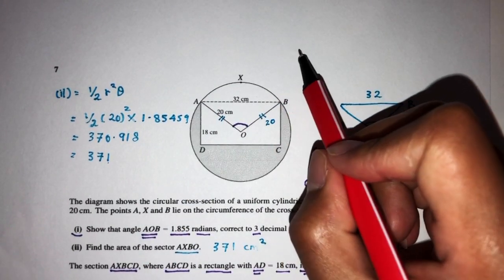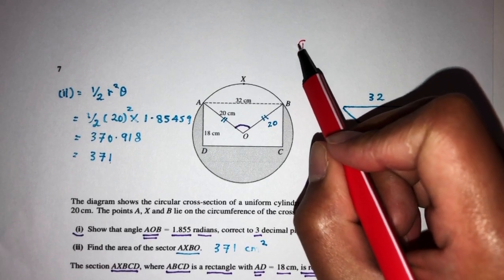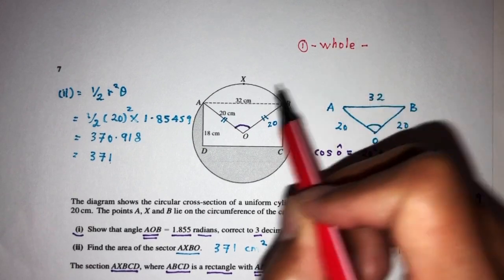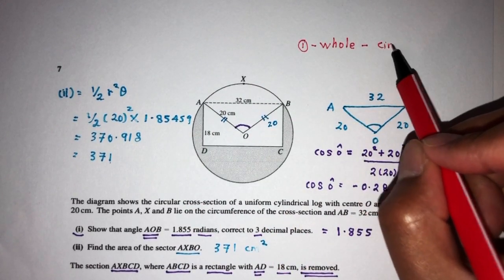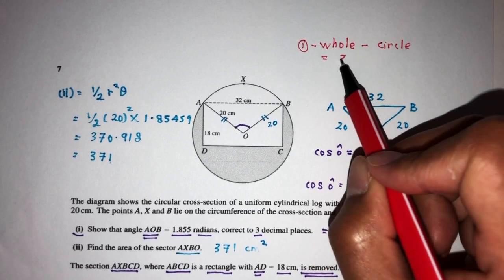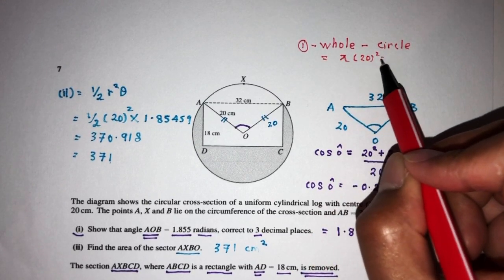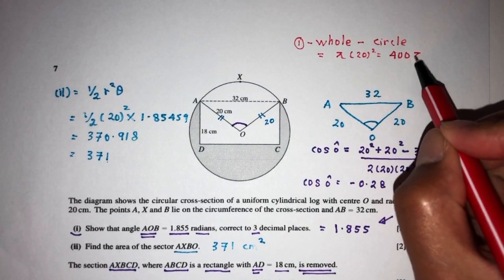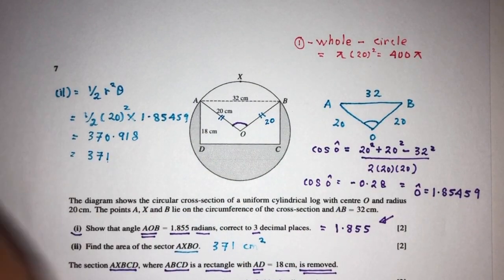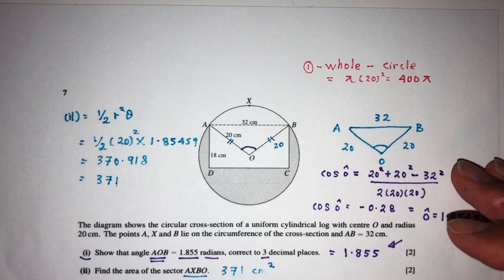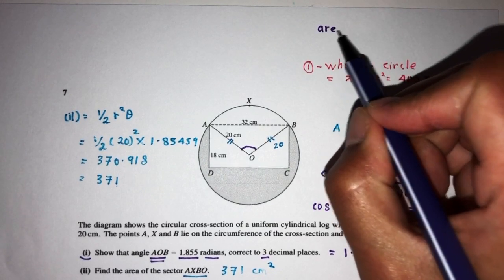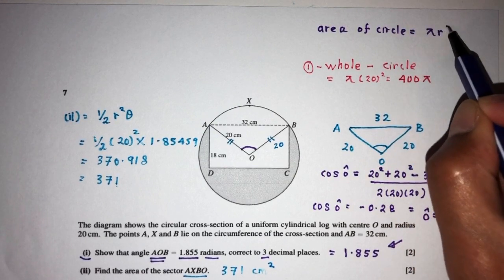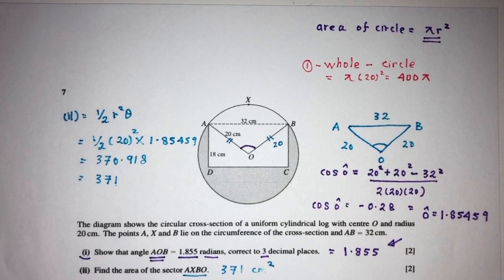But first, we know that we have to find the whole area. That's the first big idea that comes to my mind. First, let's find the whole thing, right? Area of a circle. So what is that? That will be pi r square, which is 20 square. That will be 400. Again, you have to know this formula, as it will not be given to you. The area of a circle is pi r square.